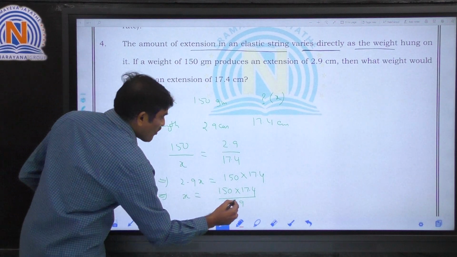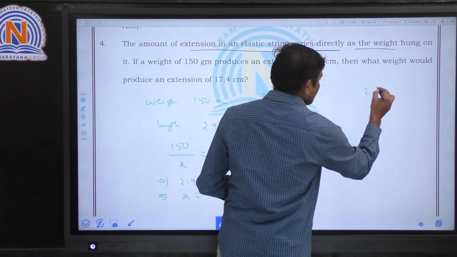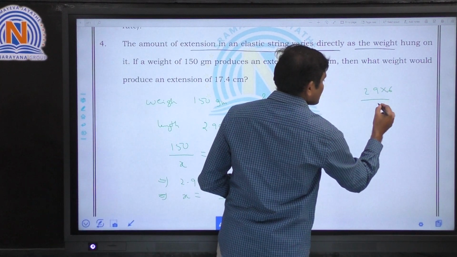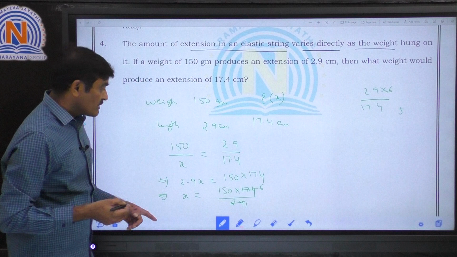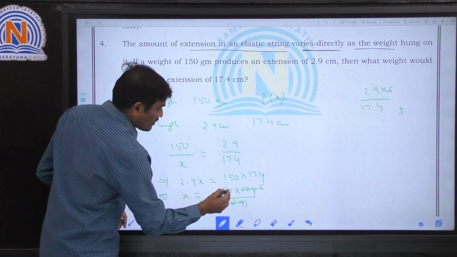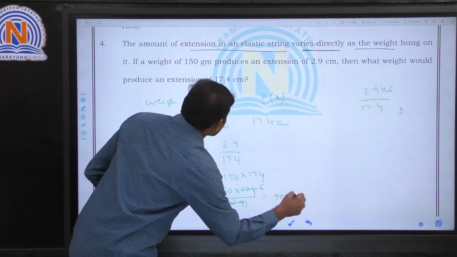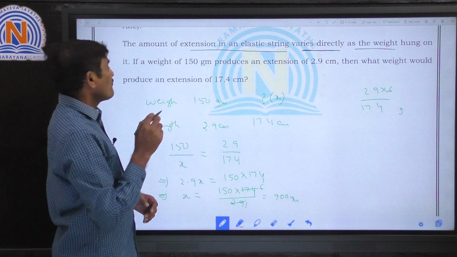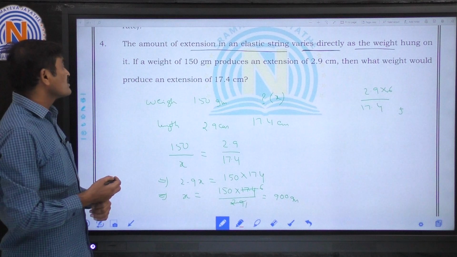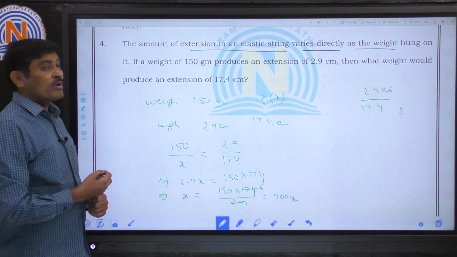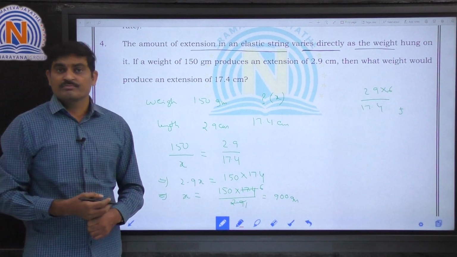Here, 2.9 into 6: 6 nines are 54, 6 twos are 12 plus 5 is 17, so 17.4. That's why it is 2.9 into 6. Now x is equal to 150 into 6, which is 900 grams. So 900 grams would produce an extension of 17.4 centimeters. Okay children, this is the fourth sum solution. Thank you very much.